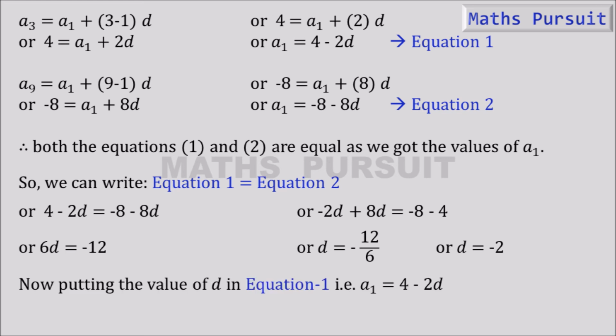Now putting the value of D in equation 1, that is A1 is equal to 4 minus 2D, we get A1 is equal to 4 minus 2 into minus 2, that is equal to 4 plus 4, that is equal to 8. Therefore, we got the value of A1 as 8. Guys, I just used equation 1 for getting the value of A1. You could also use equation 2. We can use any of the equations to derive the value of A1 once we put the value of D.